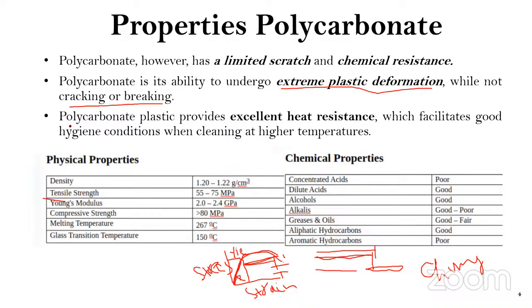Basically, PC has a very big plastic range, right? Yes, it is not brittle, so that it would break suddenly. Yes, yes. If you search on Google also, this polycarbonate has a very huge plastic range, it deforms a lot.